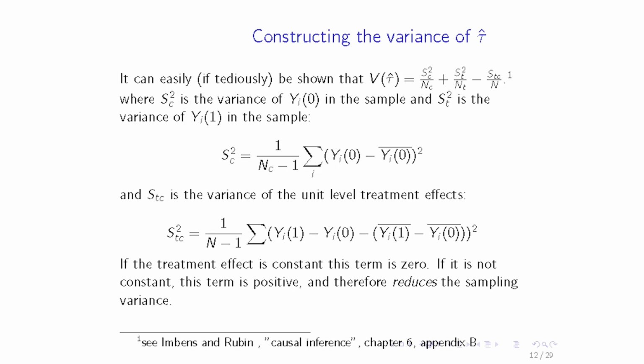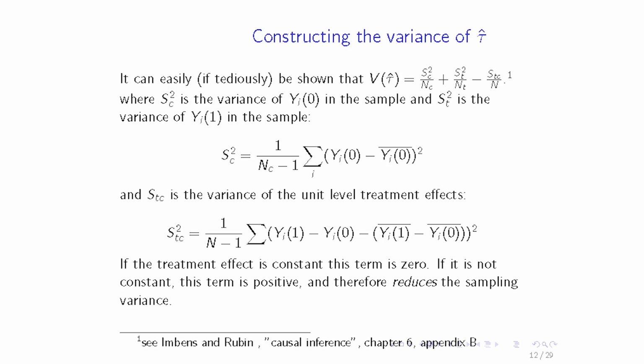The tediousness comes from the fact that we sample without replacement. Every time we sample one unit, we need to think about what it does to the rest of the observations. But what we obtain is that the variance of this tau hat is simply the sum of the variance of yi of 1 in the sample, the variance of yi of 0 in the sample, and then this third term over here.